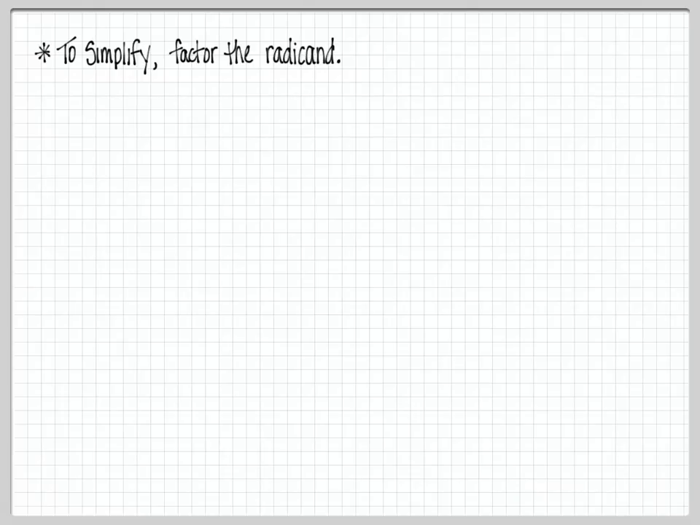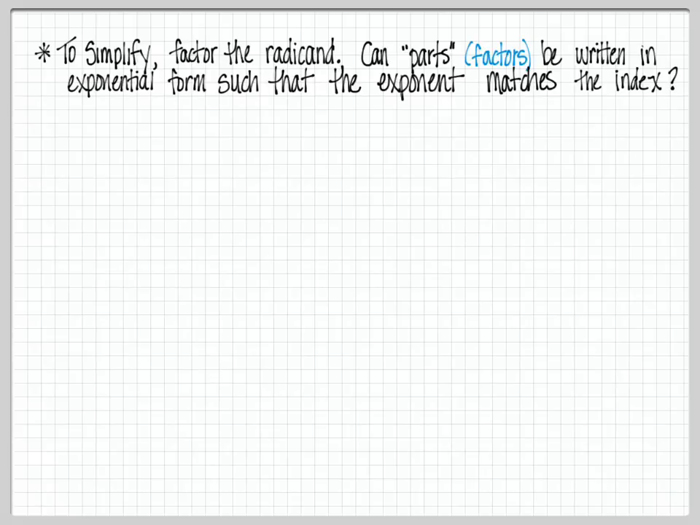What we just did in that last problem is a type of simplification by factoring the radicand. And what we're doing when we're factoring that radicand is we're trying to find out if parts, meaning the factors, can be written in exponential form such that the exponent matches the index. And if you pause and go back in the video to the previous problem, you'll see how we did that with that last problem. But let's look at it more fully.